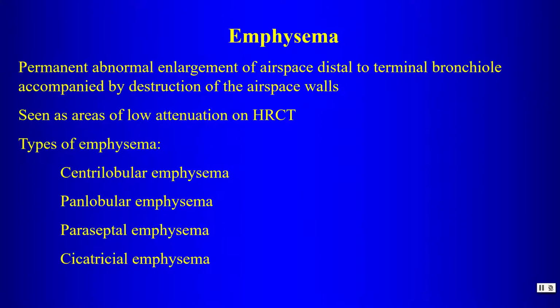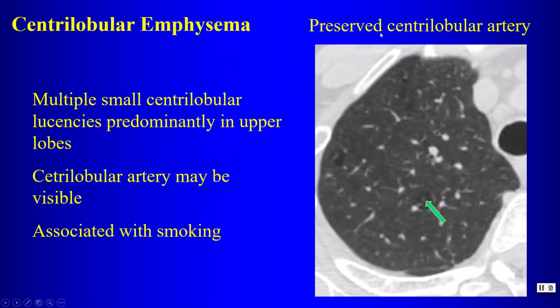Emphysema, I'm sure we're all now familiar with emphysema, with centrilobular, panlobular, paraseptal, and cicatricial. Now, another clue that you might be dealing with centrilobular emphysema is the preserved centrilobular artery. Notice that dot sometimes in the center here. That is a preserved centrilobular artery. You will not see that with cystic lung disease. You will see that with centrilobular emphysema.